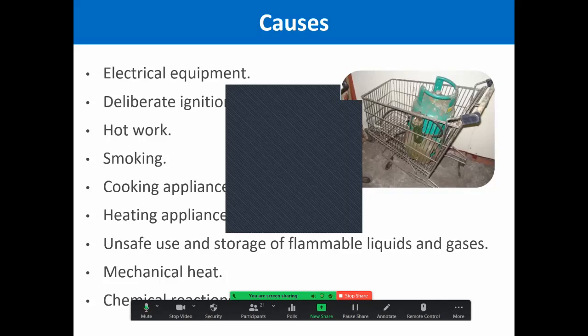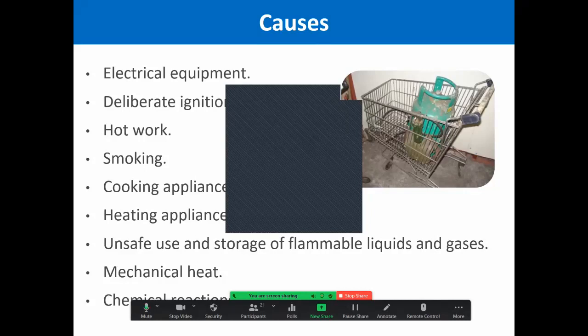Cooking appliances. Obviously you cook food in cooking appliances and they are hot and can cause fire. Heating appliances such as a heater, a water heater, a room heater. The heating appliances can also cause fire when they are overheated or when there is some combustible material near them.